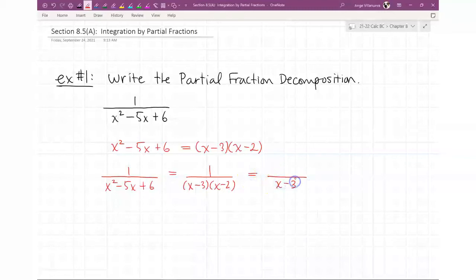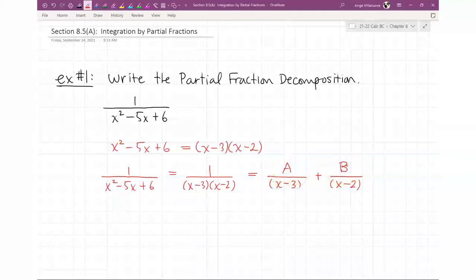So what I'm going to want to do is break it apart. x minus 3 will be here, plus x minus 2 will be here. And it doesn't matter which order you do it. Sometimes your answers come out a little different, but they're still equivalent. So which one you put first really depends on what you want. And what I'm going to do on top is just put an A and a B.